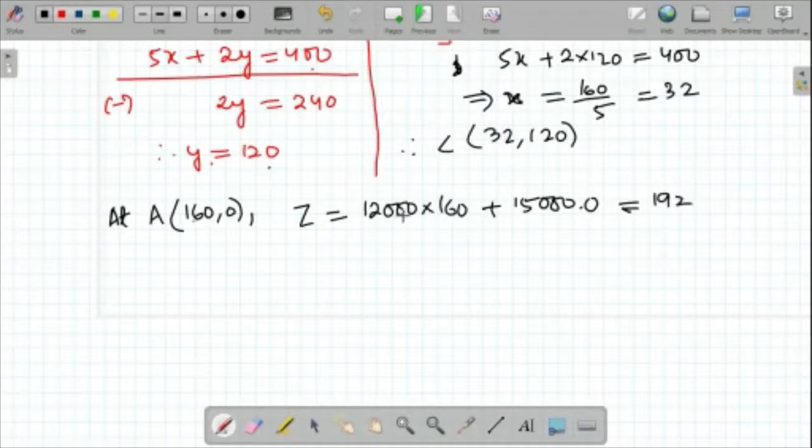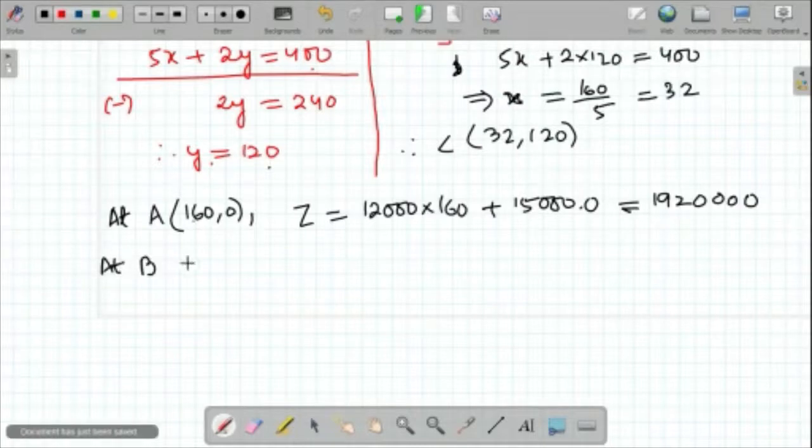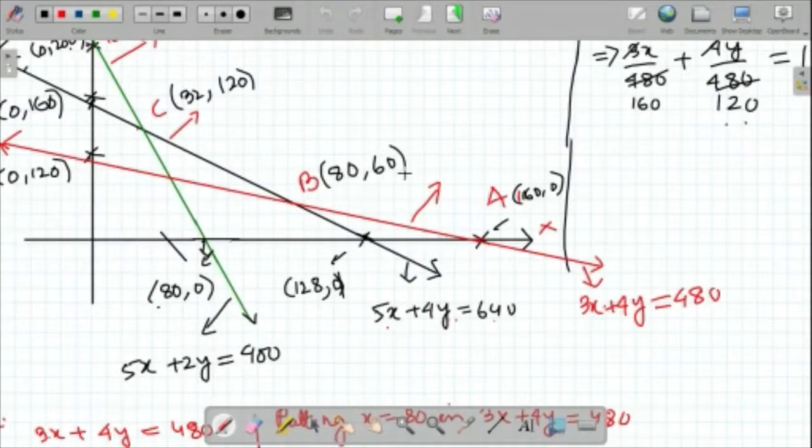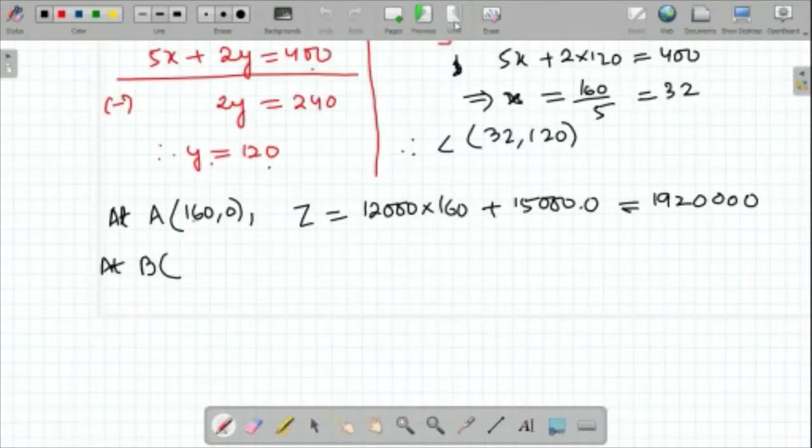192. And how many zeros? 1 2 3 4. 1 2 3 4, right? Similarly, write down at B, right? And what is B? 80 comma 60. At B, 80 comma 60.